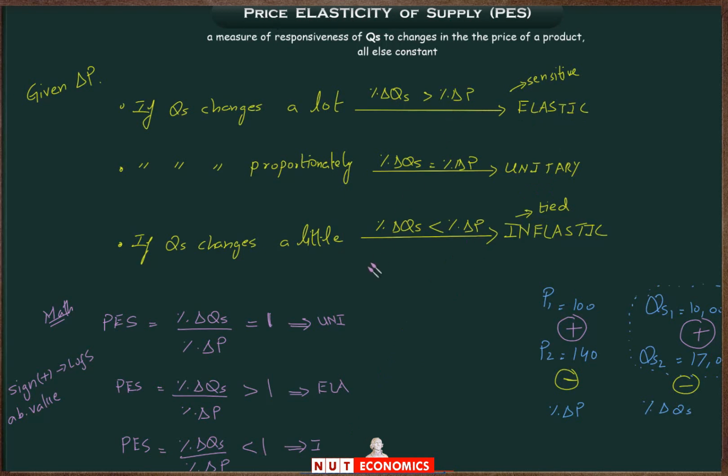Now you can write all of these things over here as well. So elastic supply, remember, the value of PES will turn out to be greater than 1. Unitary elastic supply is where the value of PES would turn out to be equal to 1, and inelastic supply would be where the value of PES turns out to be less than 1.